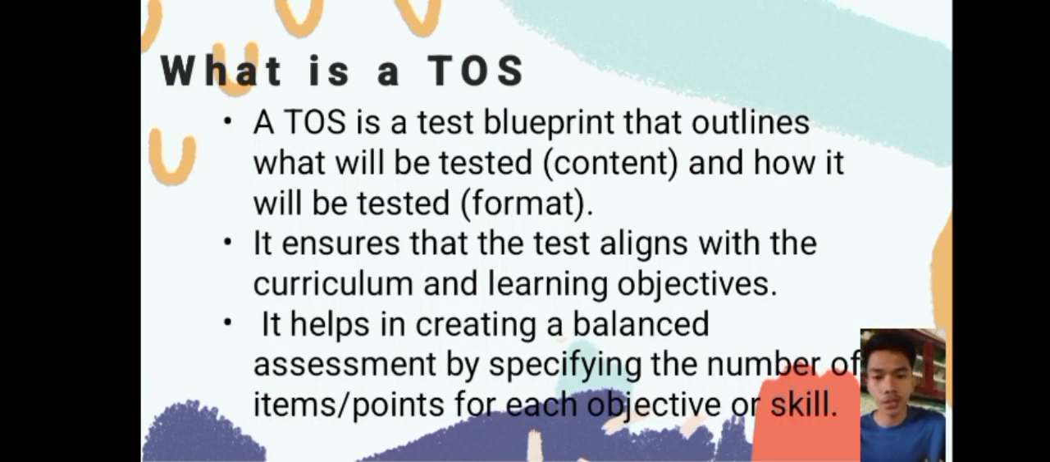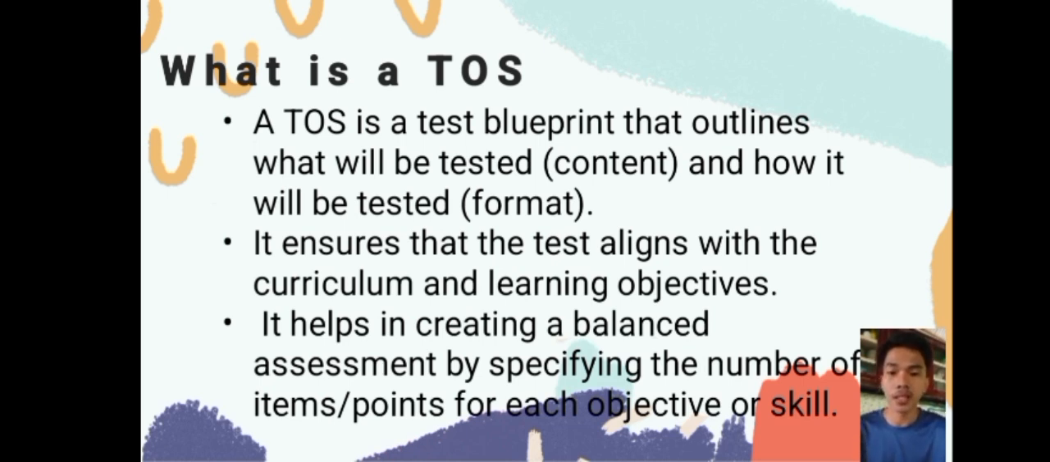So according to the definition, a TOS is a test blueprint that outlines what will be tested, the content, and how it will be tested, the format. So it ensures that the test aligns with the curriculum and the learning objectives. And the last one, it helps in creating a balanced assessment, specifying the number of items or points for each objective or skill.